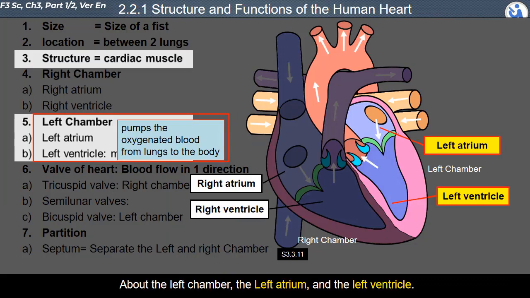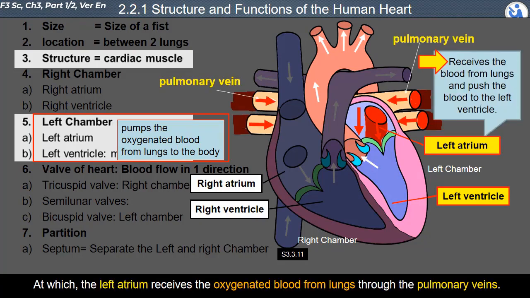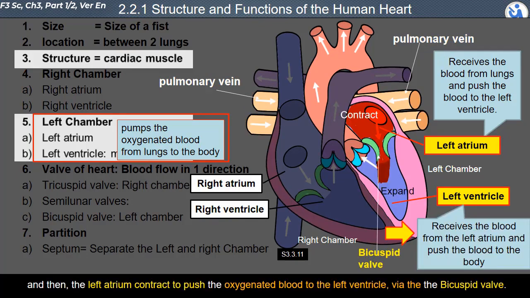About the left chambers, the left atrium and the left ventricle. In general, the left chambers function to pump the oxygenated blood from the lungs to the body, in which the left atrium receives the oxygenated blood from the lungs through the pulmonary veins. And then, the left atrium contracts to push the oxygenated blood to the left ventricle via the bicuspid valve.